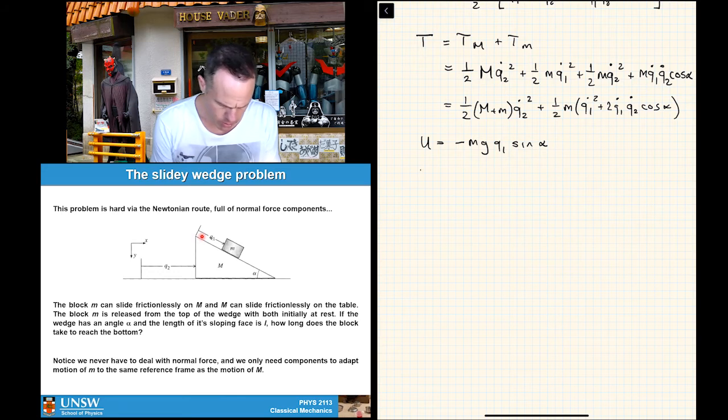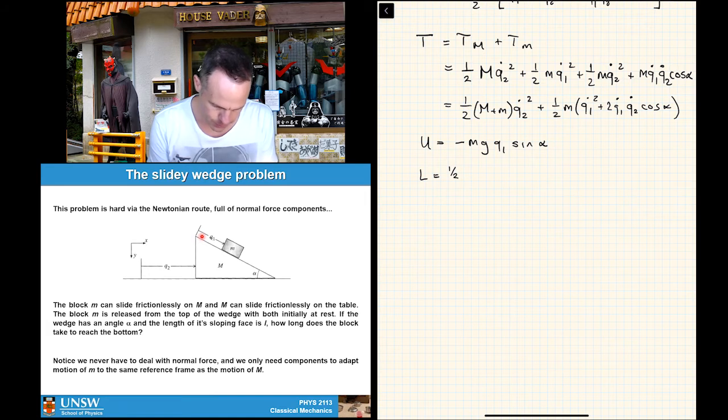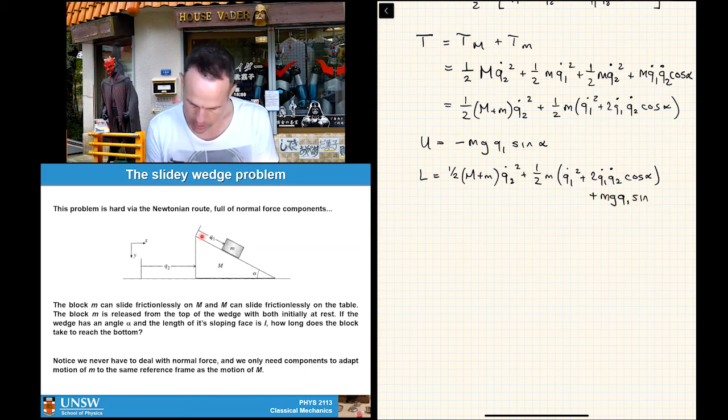Okay, so then we've got our Lagrangian, and in a lot of problems getting the Lagrangian is the hard part of the problem. We've got a half, big M plus little m, q2 dot squared plus a half m, q1 dot squared plus 2 q1 dot q2 dot cos alpha, plus mg q1 sine alpha.